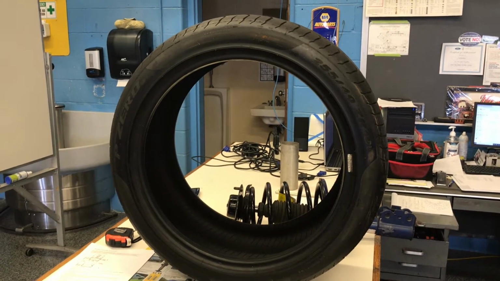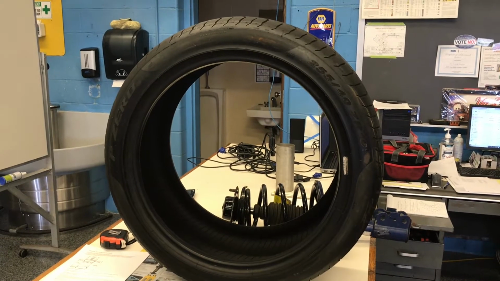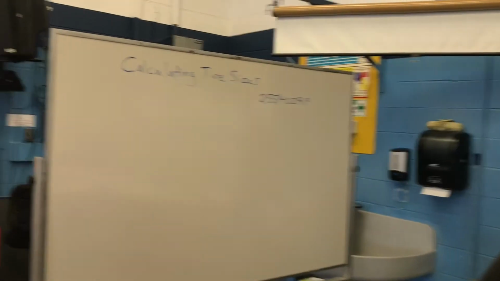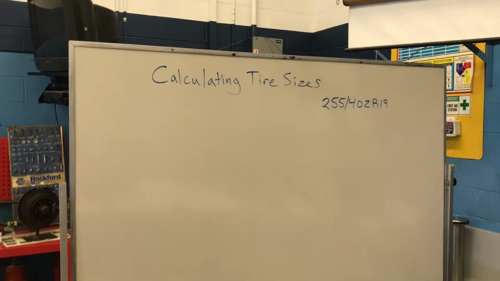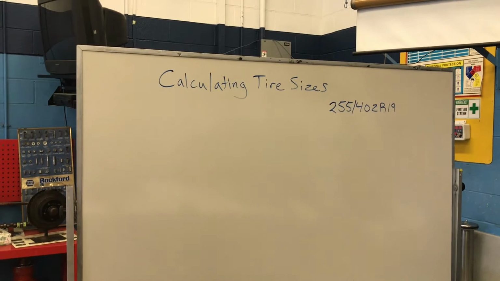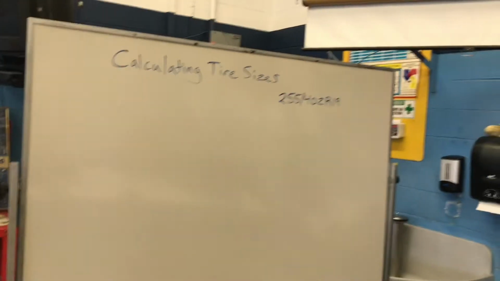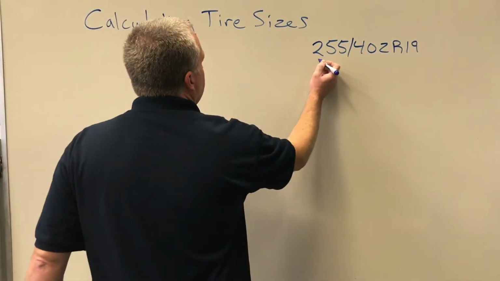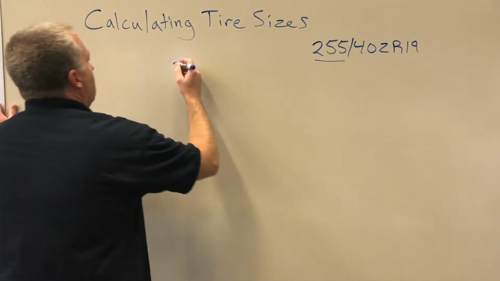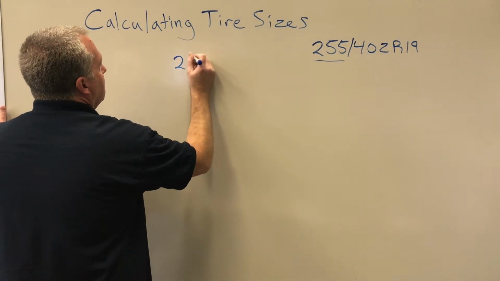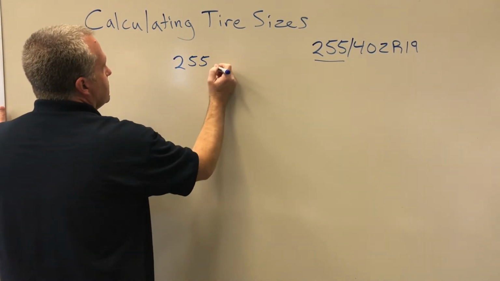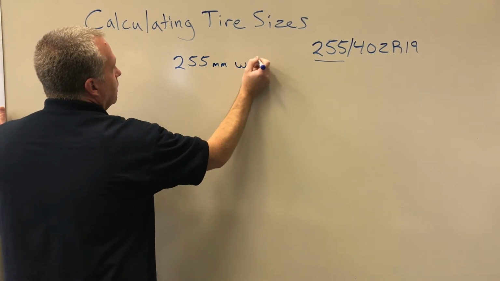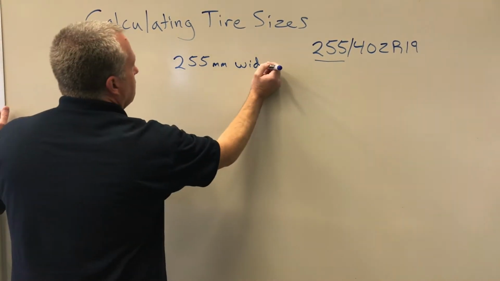So we're going to look at the size designation and figure out what all of it means. I have it on the board right here. We're going to go through that sizing that's on this tire and figure out what everything means. Okay, if we look at numbers, the first number right here is 255, and that first number designates that it's 255 millimeters wide. That's how wide the tire is, okay?